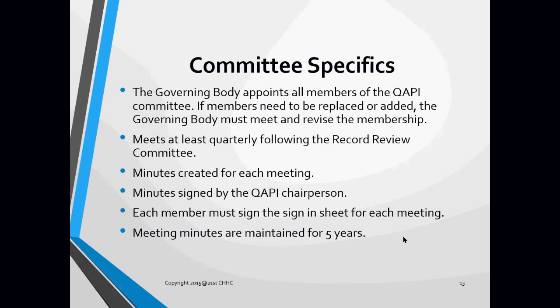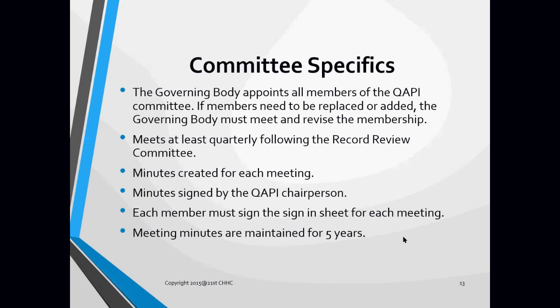So for the committee, when it first is formulated, the governing body will appoint all the members of the QAPI. And that's really true of all of the committees, that the governing body has to appoint them. If there's ever a time when a member needs to be replaced or added, then the governing body has to meet and revise that membership, and that should be reflected in their minutes.